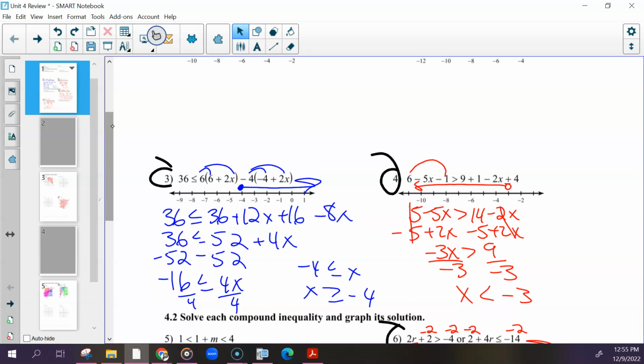Alright, clear off your desk except for your calculator. Go ahead and put your cell phones in a calculator pocket, not on your person, not in your bag.